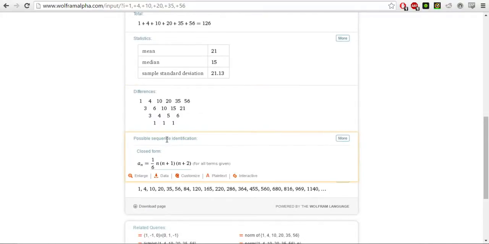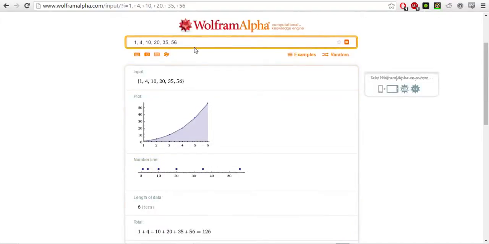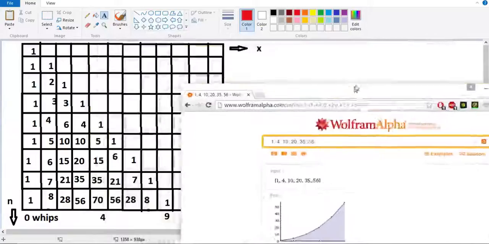Possible sequence identification. There we go. This is actually right. This is correct. So for the next term, you just replace your n differently, and this is the sequence: 84, 120, 165, 220, 286, 364. These are the next terms to come. And if you want a different one, you would have to build it.